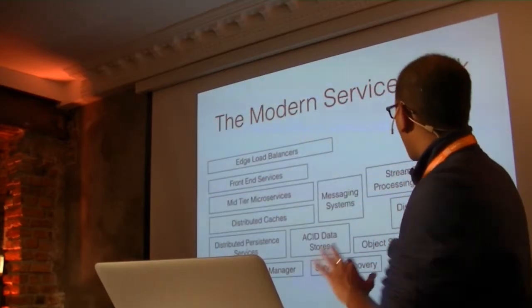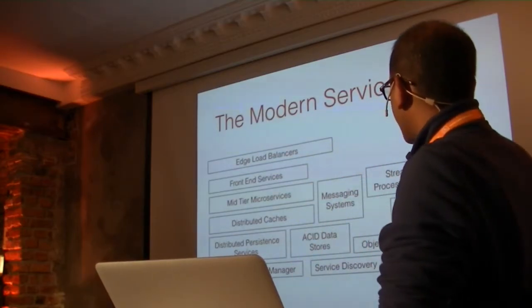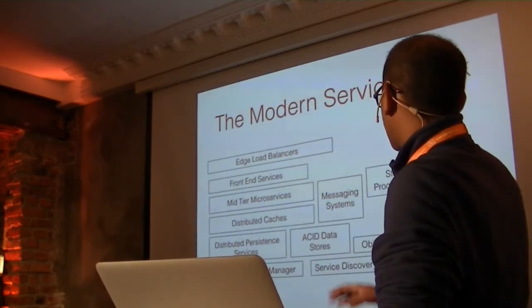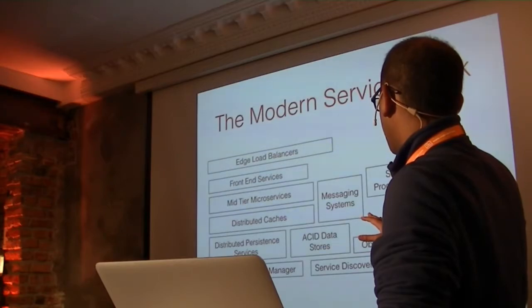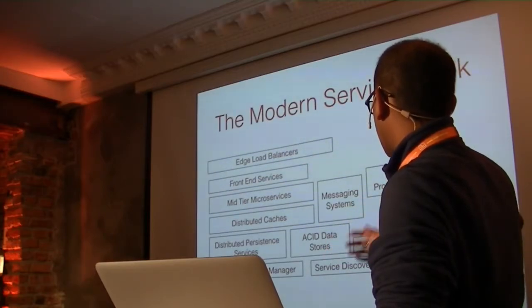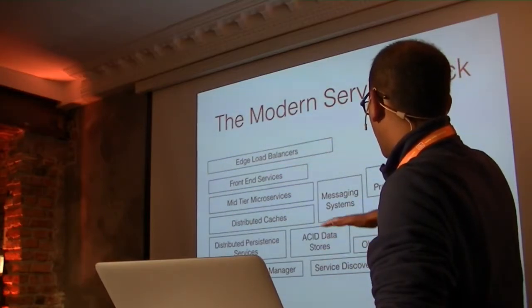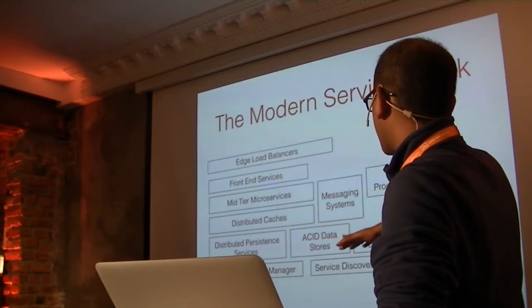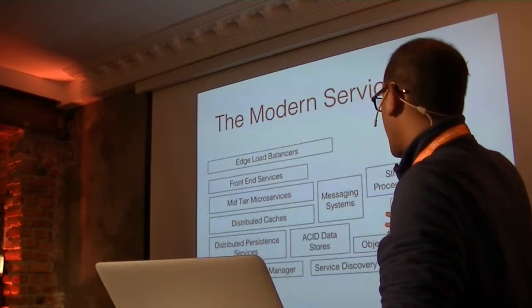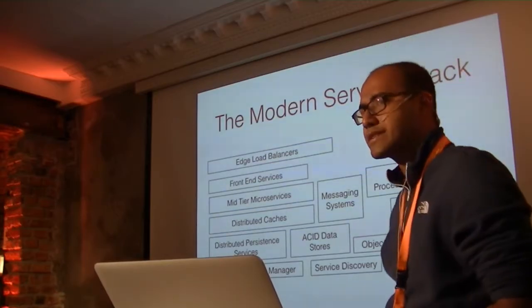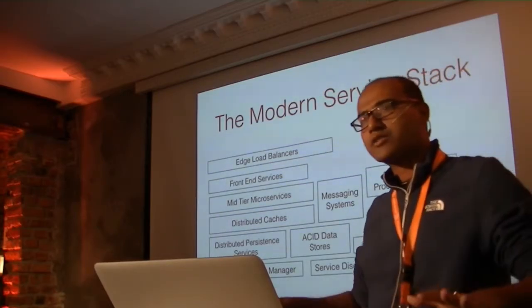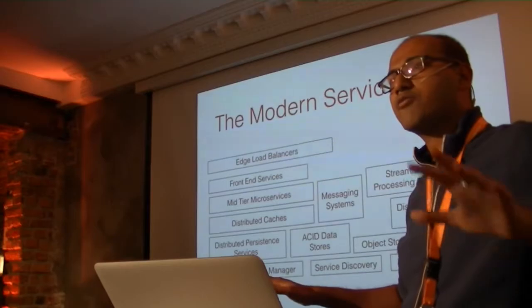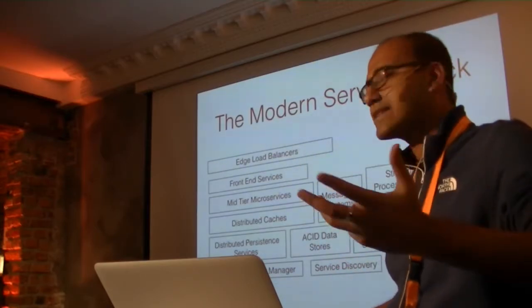This is how I think a modern service stack looks like, and this is based on what I have seen at Netflix and other places that I have worked. At the bottom tier, you have the cluster manager. A cluster manager could be something like Nomad or Kubernetes or Mesos, which basically powers the whole data center, like where applications are run and how applications are run.